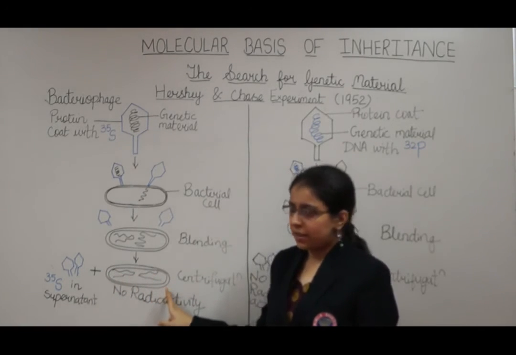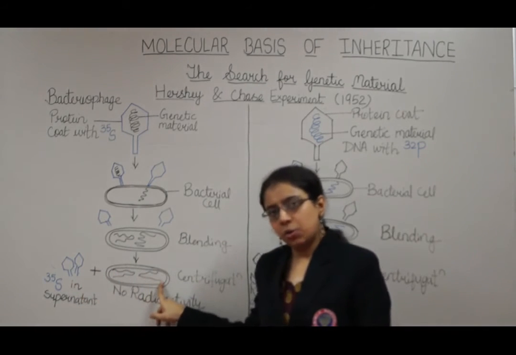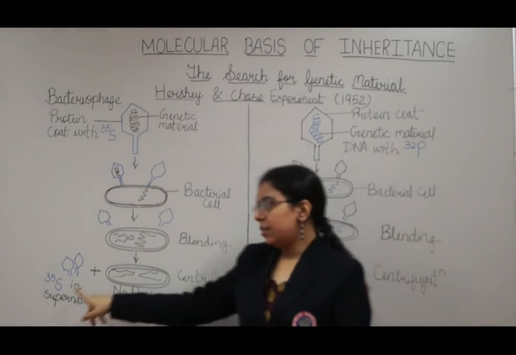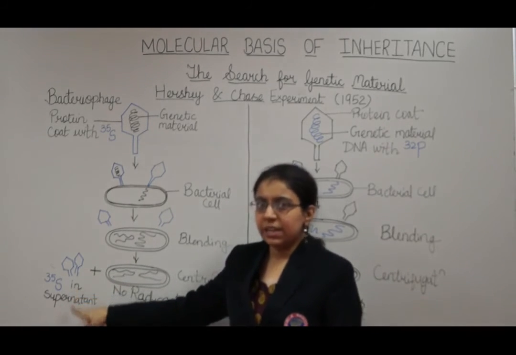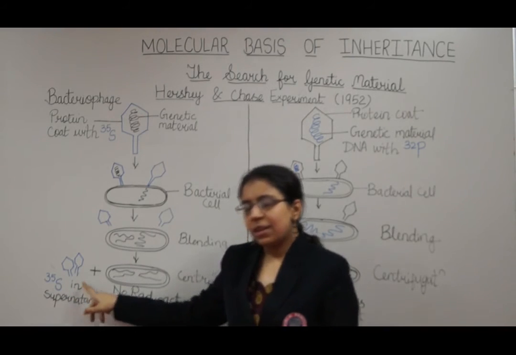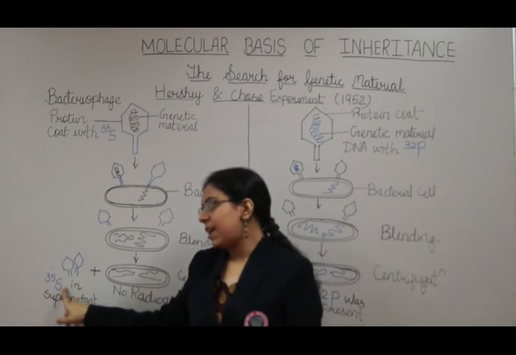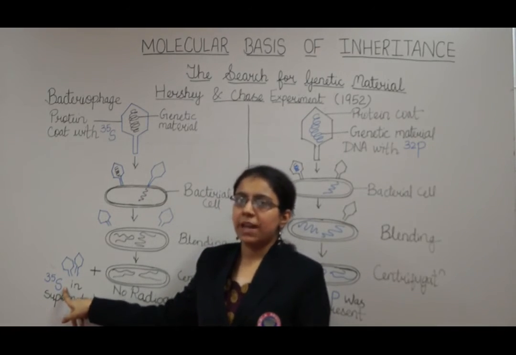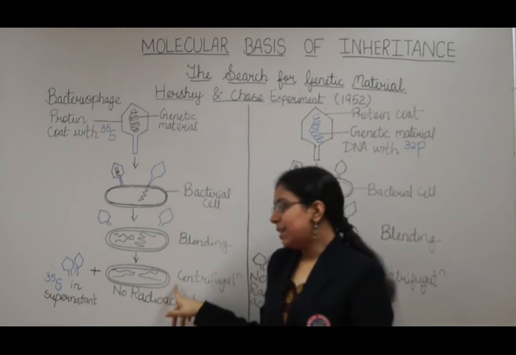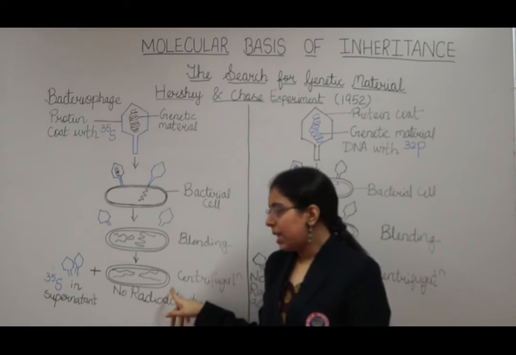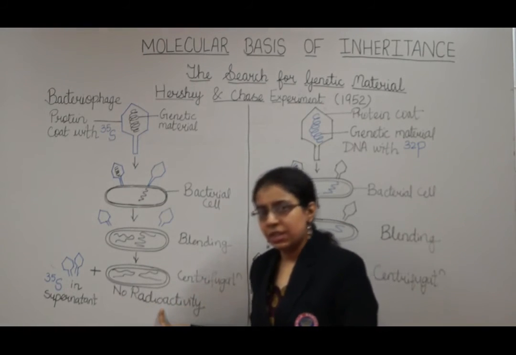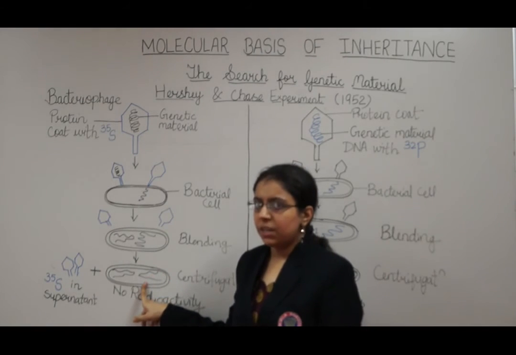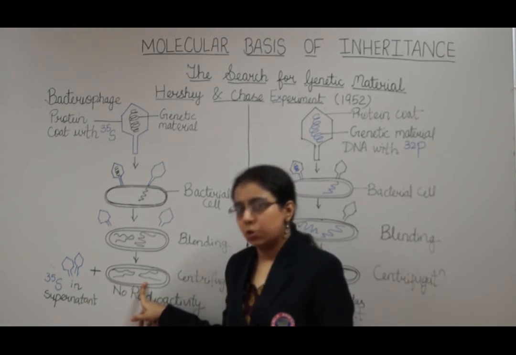Both the layers, that is the upper layer and the lower layer, were tested for radioactivity. When they tested the upper layer, the supernatant layer, they found radioactive sulfur, that is 35S, present in the layer of viral protein coat. But when they tested the lower layer, they found that there was no radioactivity. Why? Because the lower layer has bacterial cells with the genetic material. It does not have viral protein coat.